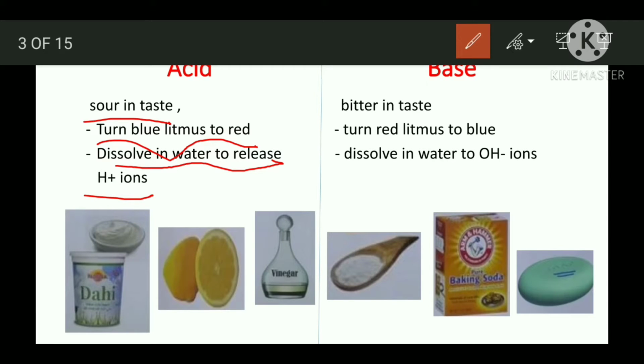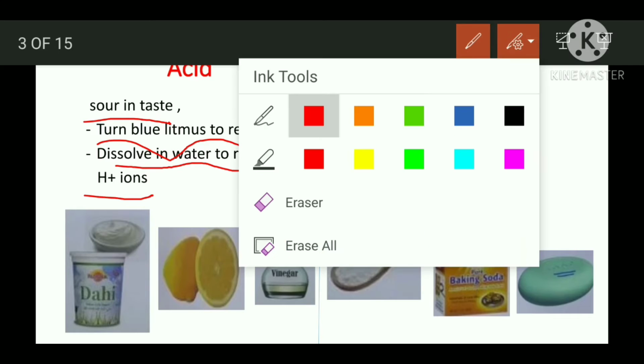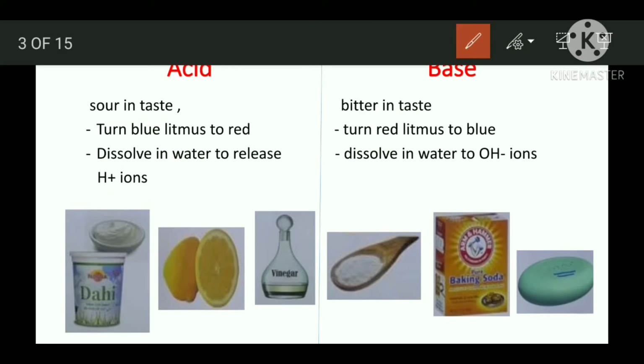See, to test whether a chemical is acidic or basic, you have to test the taste. If it is sour in taste, then it is acidic in nature. If it is bitter in taste, then it is basic in nature. And if it turns blue litmus to red, then it is an acid. And if it turns red litmus to blue, then it is a base.